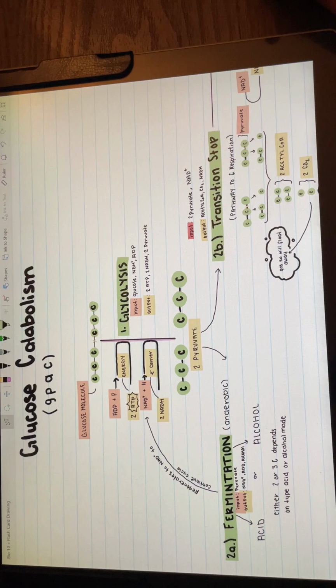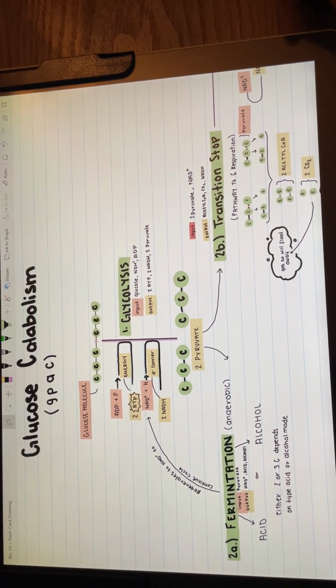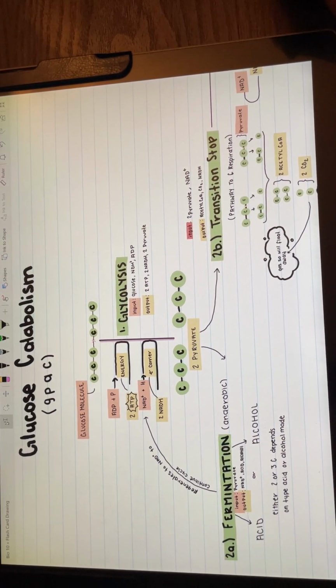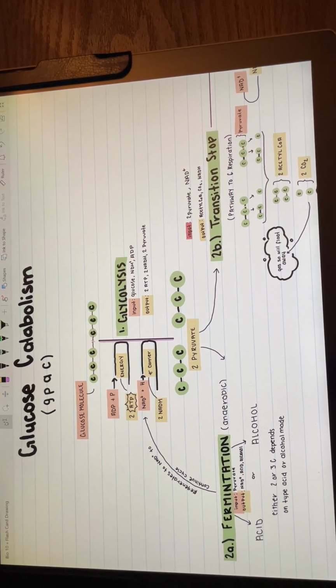Glycolysis is an anaerobic process, so it doesn't need oxygen to work, and it's a fast way to get a little energy from glucose, and it also prepares the cell for the next stages.